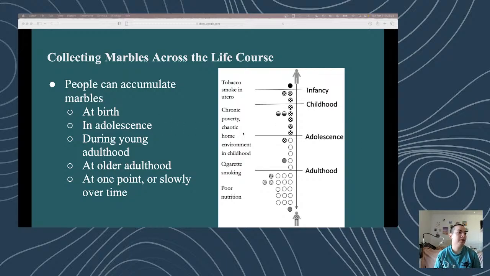Oh, we don't have the key anymore. But imagine that these symbolize what they symbolize. People can accumulate marbles in utero, first of all, at birth, in adolescence, during young adulthood, at older adulthood, and you can get a lot of things at one point, or slowly over time. So maybe all of these things will contribute to developing diabetes. More happening during adulthood, but a whole bunch of this, of ACEs during infancy, childhood, adolescence, were really consequential as well.